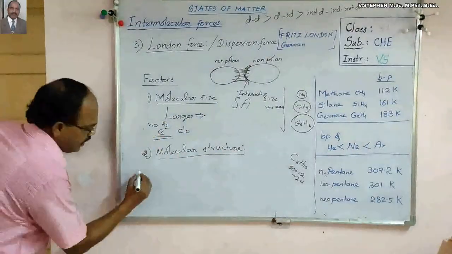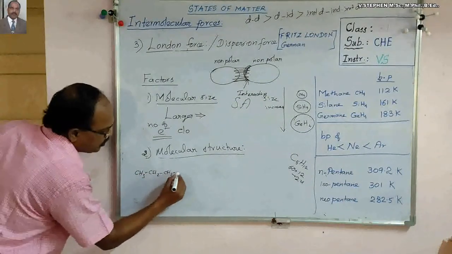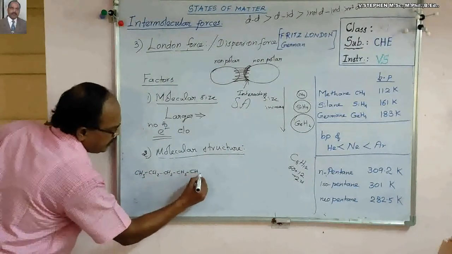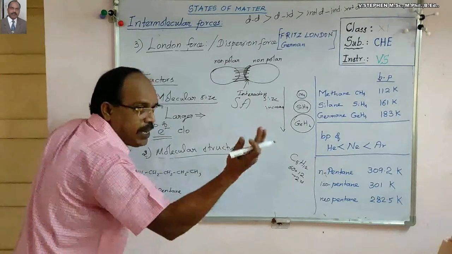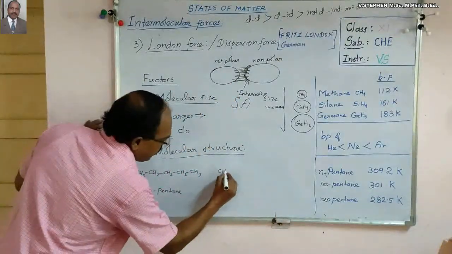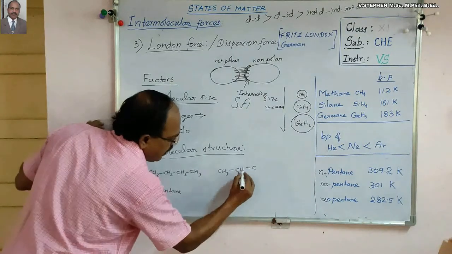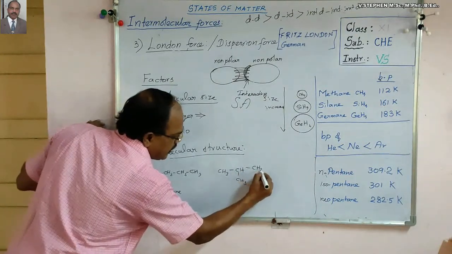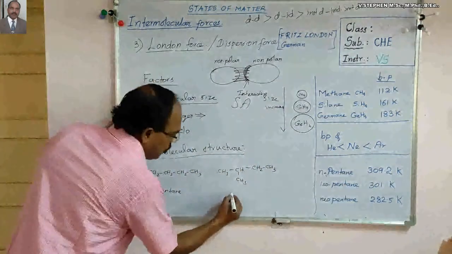Just listen to that. See, this is CH3, CH2, CH2, CH2, CH3. This is N-pentane. Isopentane, as I told you in the IUPAC discussion, iso means the second last atom will have one methyl group, one methyl branch. CH2, CH3. See, this is iso.